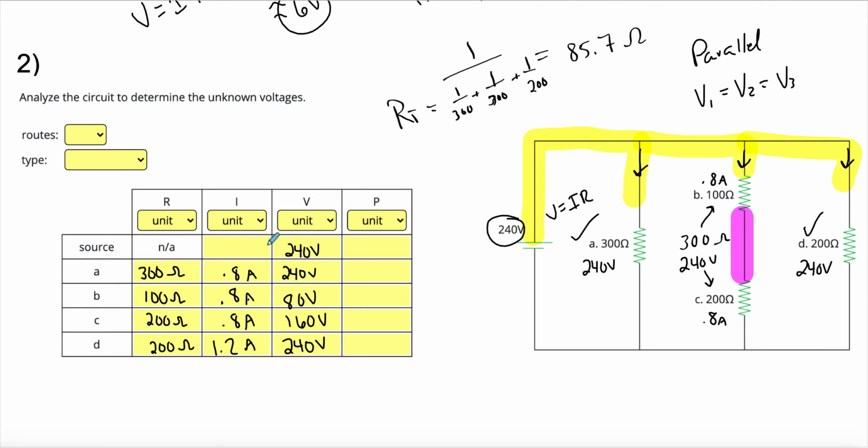And our total amperage, so we had 0.8 amps here. We had this one with 0.8 amps, and this one with 1.2 amps. If we wanted to double check our total amperage, we take our total resistance and our total voltage, which is 240, and then we can calculate our total amperage.